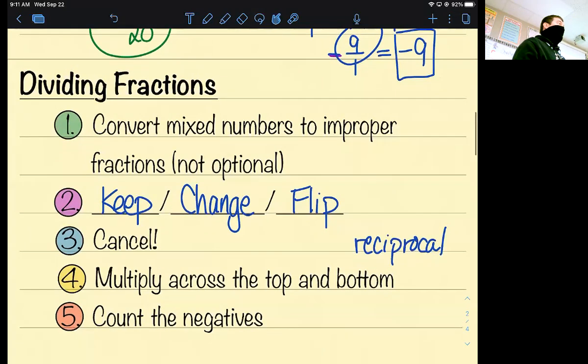You can still cancel, but notice where canceling comes in. Canceling happens after you change it to multiplication. You can only cancel on multiplication problems. You can't do it on division problems. So you got to change it. Keep, change, flip. Now you can cancel.